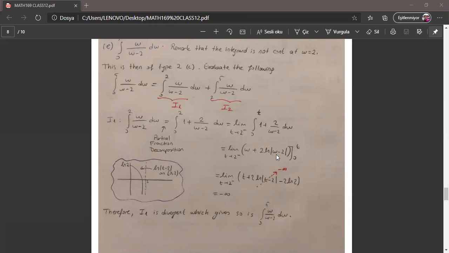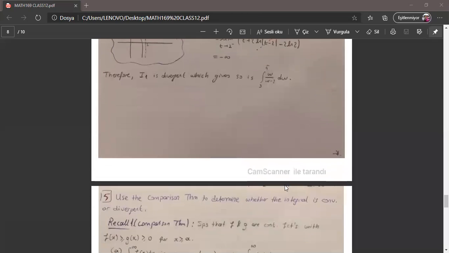Now we compute it and get that one from 0 to t. And here we have this one. When we put t equal to 2, we have minus infinity by the logarithmic function. Then we get minus infinity. It means this part is not convergent, so this is not convergent either. So it's a divergent integral.